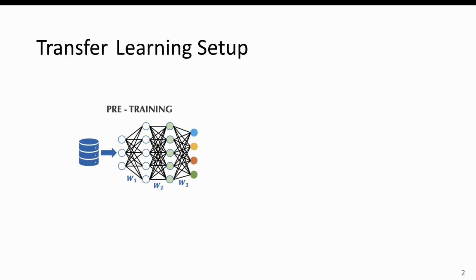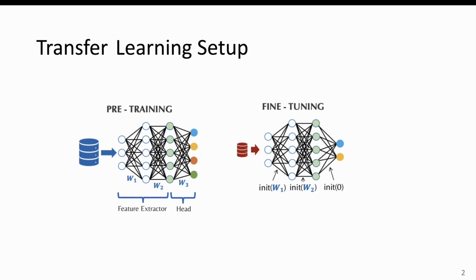One is an upstream pre-training phase where a very large dataset is used to train a neural network from scratch. Now, this neural network consists of two parts. First, the feature extractor, which are usually all the layers until the last one, and the linear head at the end.